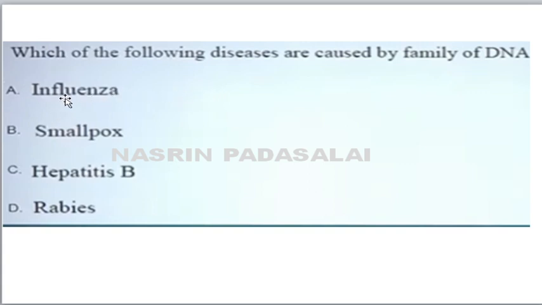If you take influenza, it is caused by an RNA virus and belongs to Orthomyxoviridae. Also, the rabies virus is a segmented negative-strand RNA virus and belongs to the Rhabdoviridae family. And if you take smallpox, which is caused by the pox virus, this pox virus is an example of DNA viruses. And also hepatitis B, which is caused by the hepatitis B virus, is an example of a double stranded DNA virus. So the correct options are smallpox and hepatitis B.